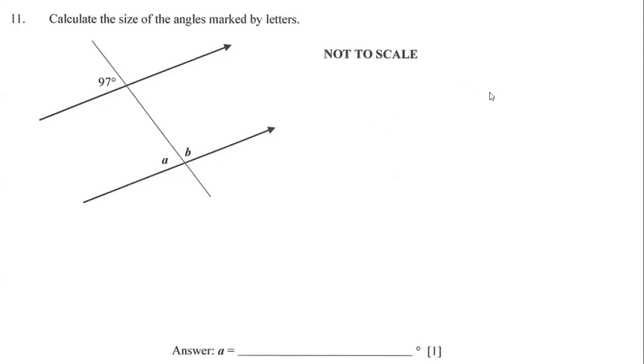Subtract 97 from 180. A is 97. Isn't A 97? Mr., we did this already. A is 90. We did this last year. Okay, how are we going to get A? Subtract 97 from 180, because co-interior angles add up.